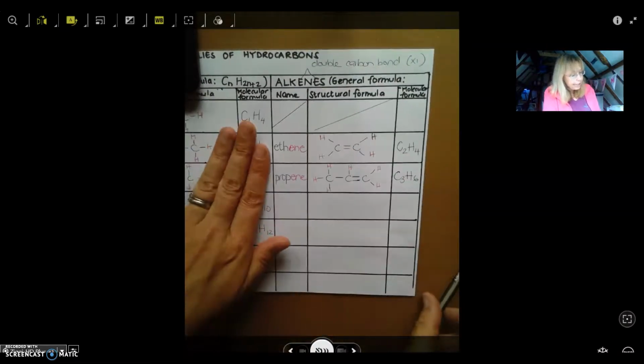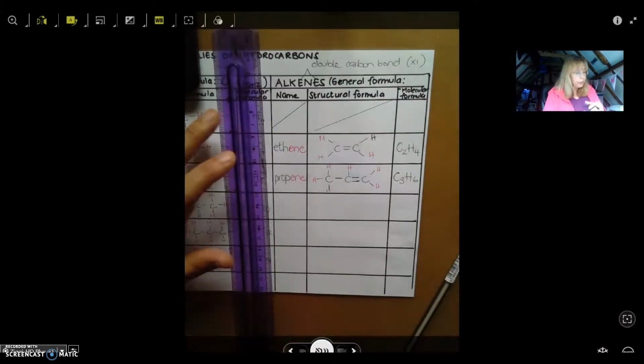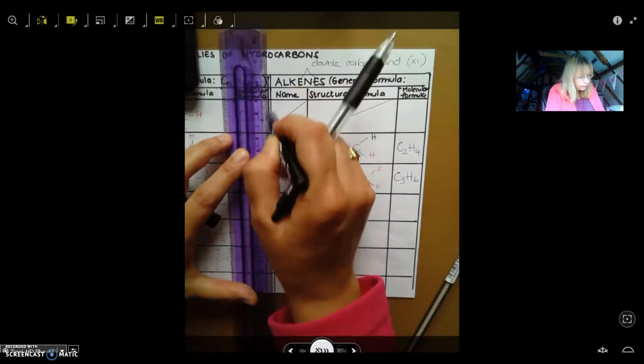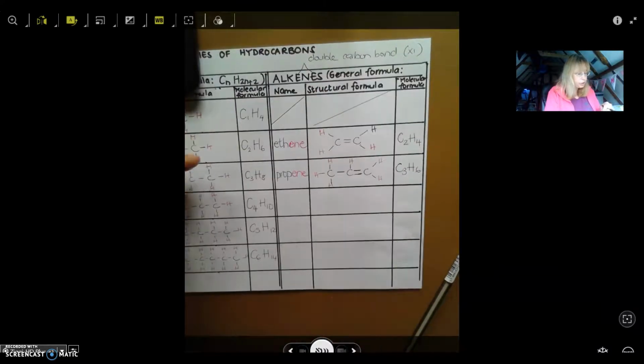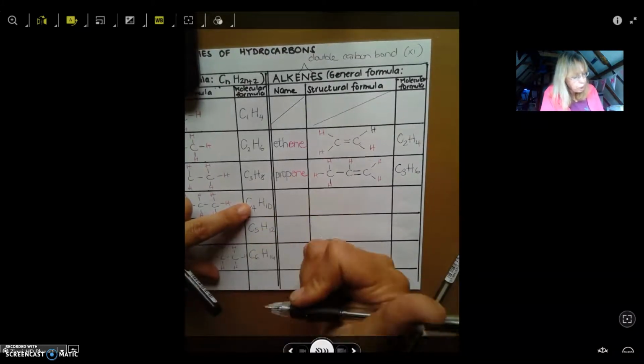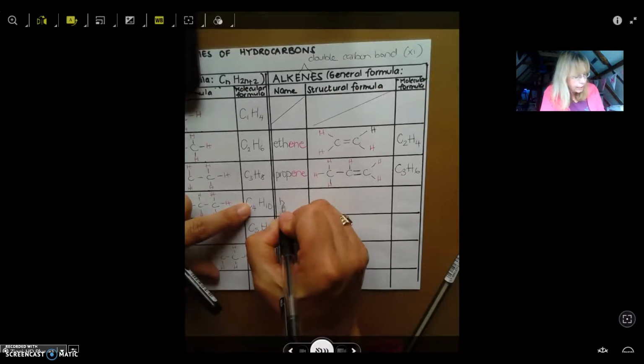So for the alkene, and it might be worth, just to make sure you don't get yourself confused, I'm going to draw a double line over here to separate these 2 families. So the next one: meth, eth, prop, 4 is butene, B-U-T-E-N-E.